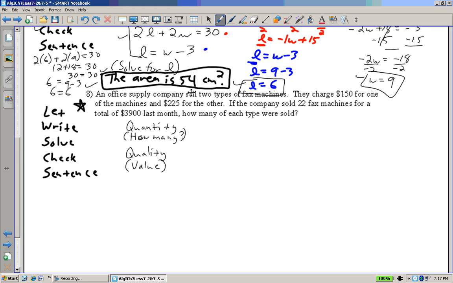Now it says it sells two types of fax machines. We do need to just go ahead and do a let statement here. They charge $150 for one and $225 for the other. Let's say let X equal the $150 machines.